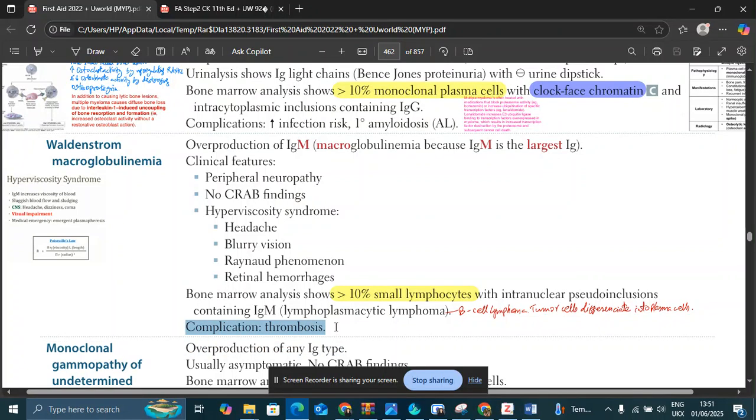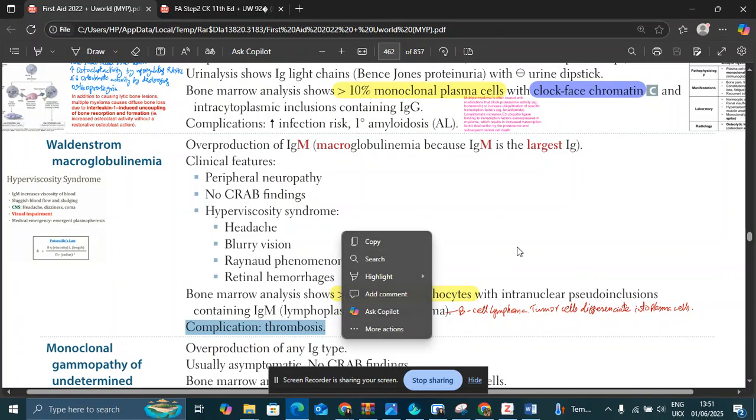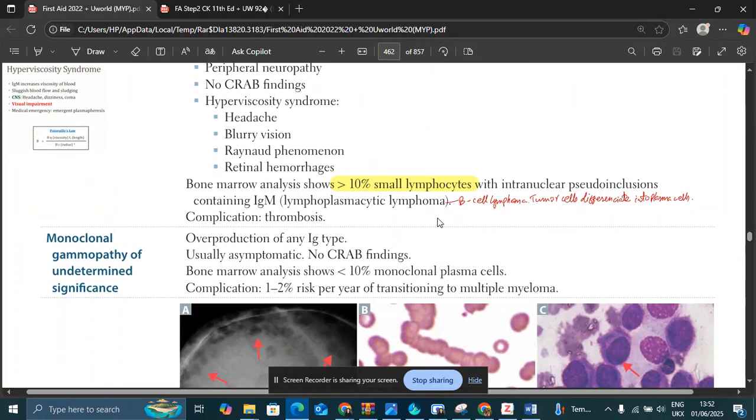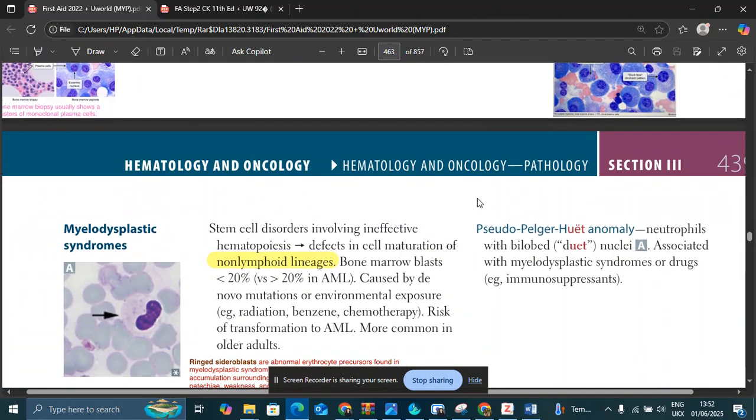You should know that thrombosis is the complication which we see in Waldenström macroglobulinemia, and the complications which we were seeing in multiple myeloma are infections and primary amyloidosis. Okay, that lecture was very high yield, so go and check it out.